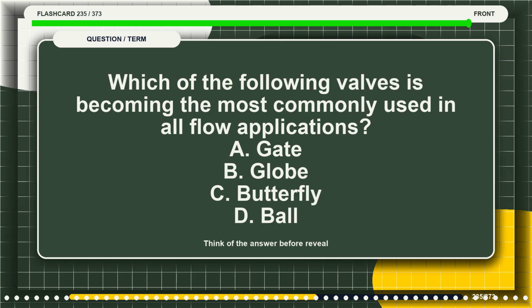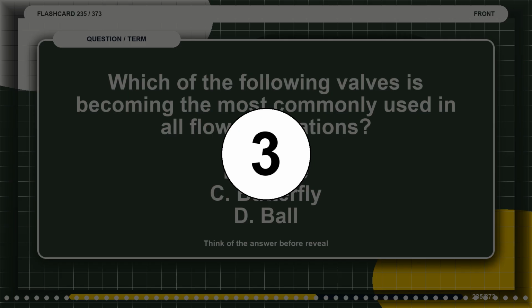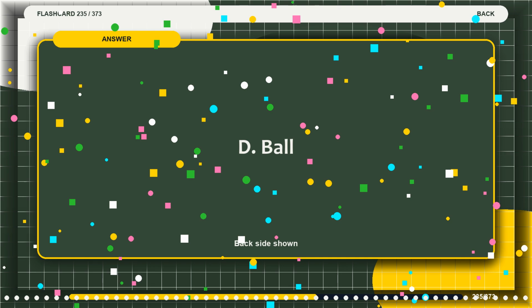Flashcard 235. Which of the following valves is becoming the most commonly used in all flow applications? A. Gate. B. Globe. C. Butterfly. D. Ball. Think of the answer before the reveal. The answer is D. Ball.